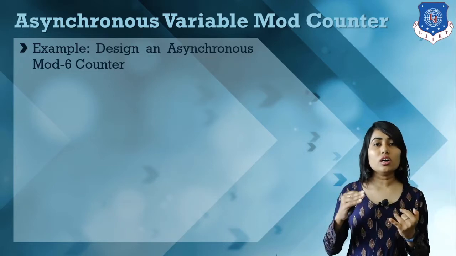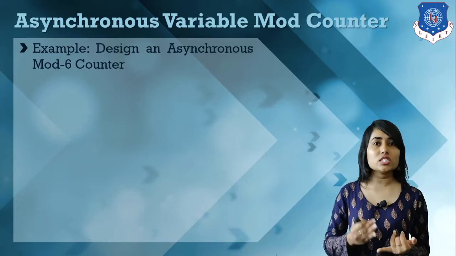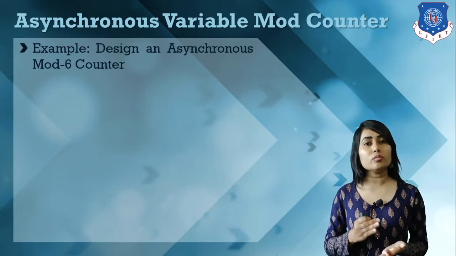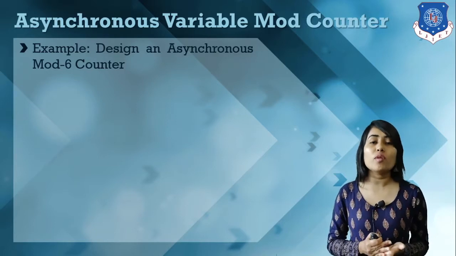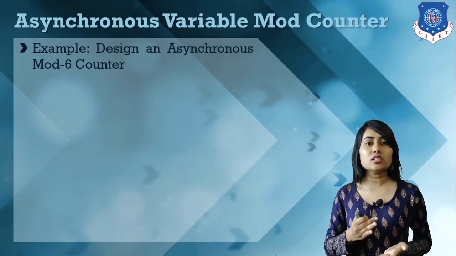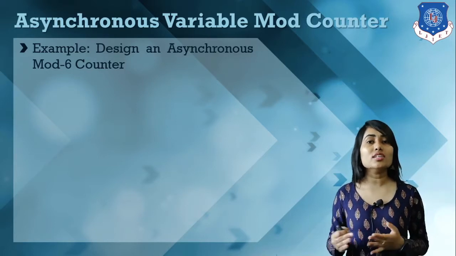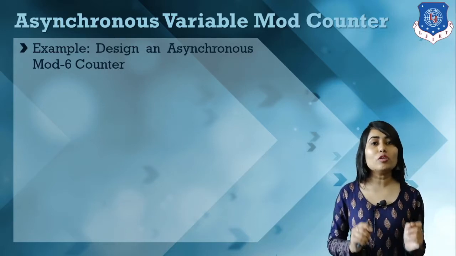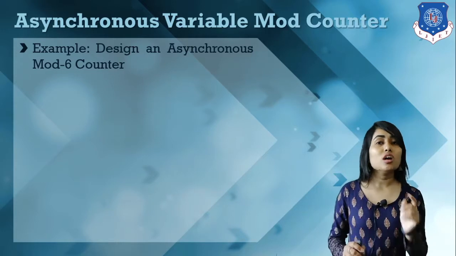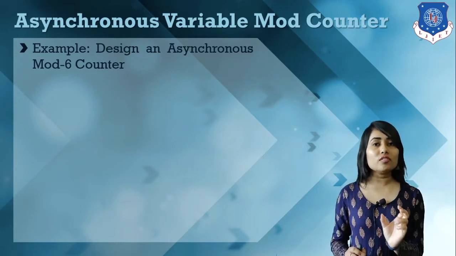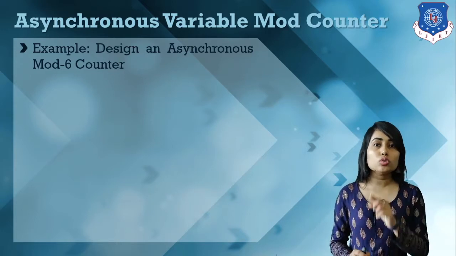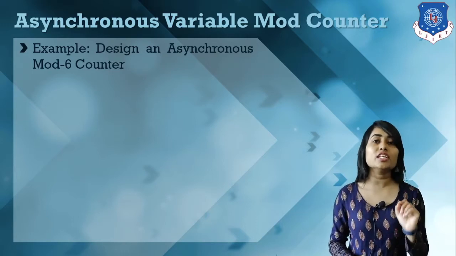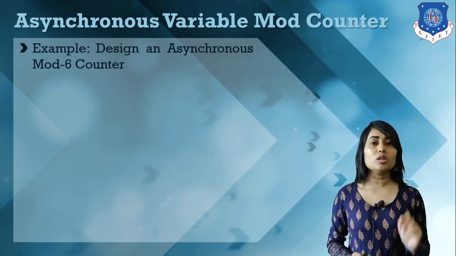This 6th state means 0 1 2 3 4 5. Our counter must go through up to 5, and whenever we have the 6th value, that is 1 1 0, our counter must be restarted. Hence, here all 3 flip-flops cannot go through all the possible states of the 3 flip-flops. That's why it is known as a variable modulus counter.